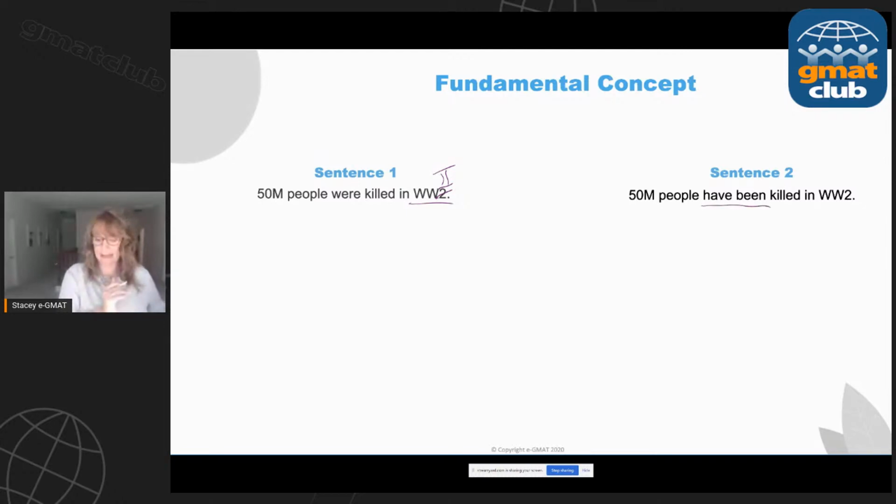Now here, we've got this progressive action. This is the present perfect. This means over the course of time, continuing action. Have been doesn't give us that feeling of an end date, okay? That continues past that stop date of when the war ended. Therefore, sentence 2 would be incorrect, and sentence 1 would be the correct expression.